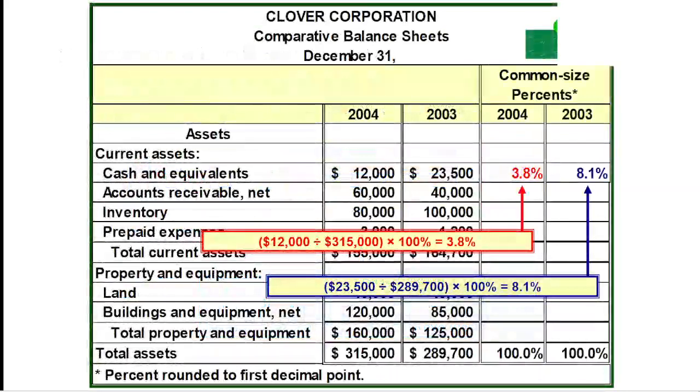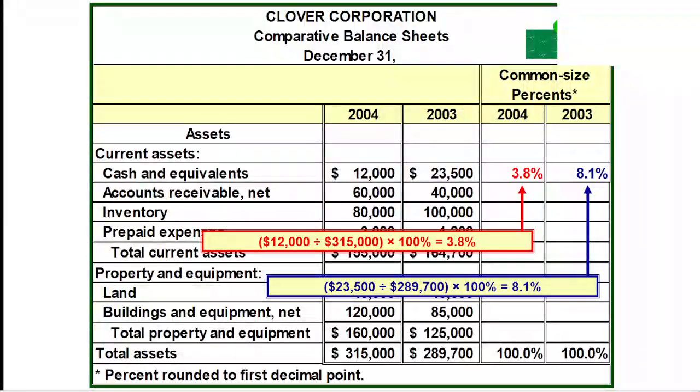The common size statement is most useful for the P&L, not so much for the balance sheet because the balance sheet composition keeps on changing, but it just gives you an overall indication of the proportion of my assets as a percentage. Continuing with the previous example, the total assets are 315,000 for 2004, and 12,000 over 315,000 comes to 3.8%. Similarly, we can calculate for 2003, it comes to 8.1%.